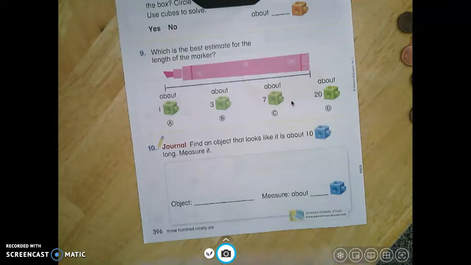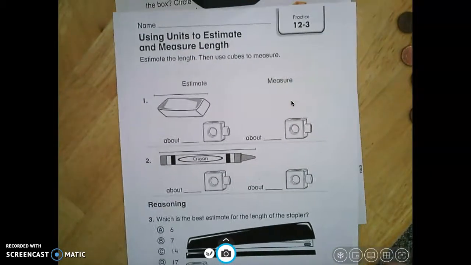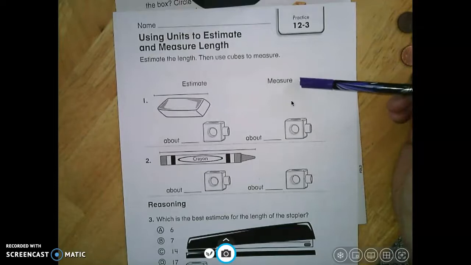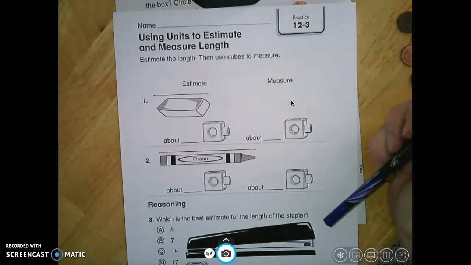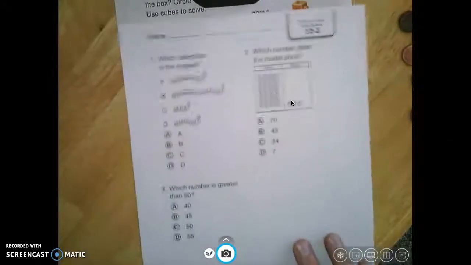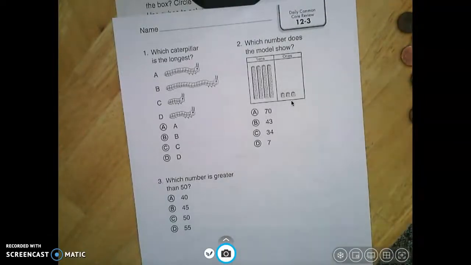When you finish your insert, you're going to go ahead and do your practice page. This is asking you the same types of questions. So first it wants you to estimate the length of the object and then go ahead and measure. On the bottom, it's asking you which is the best estimate for the length of the stapler. And just like always, you have a Daily Common Core review page. On this page, it's going to give you familiar problems of things that we have already covered.